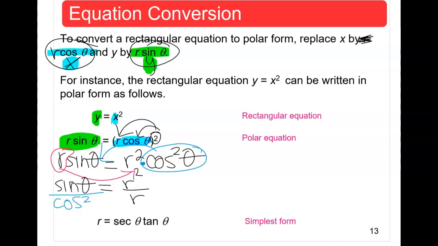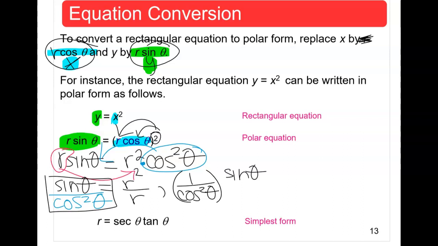So cosine squared theta. So now I'm going to keep working to the right side. This fraction here, I'm going to split it into the following, just for convenience. It's going to be 1 over cosine squared theta, and then the other one will have sine theta over cosine theta.